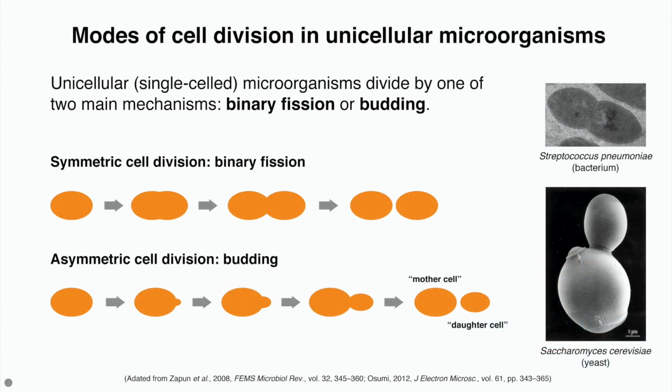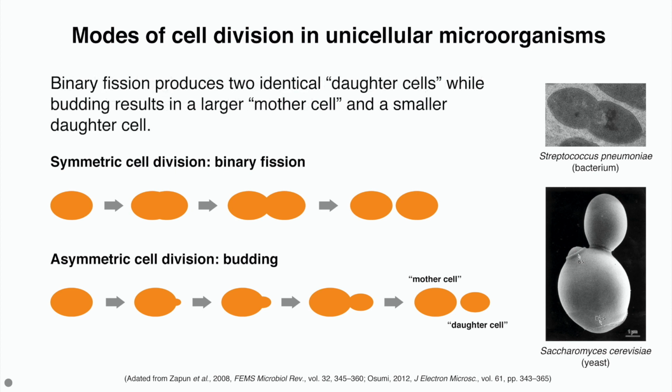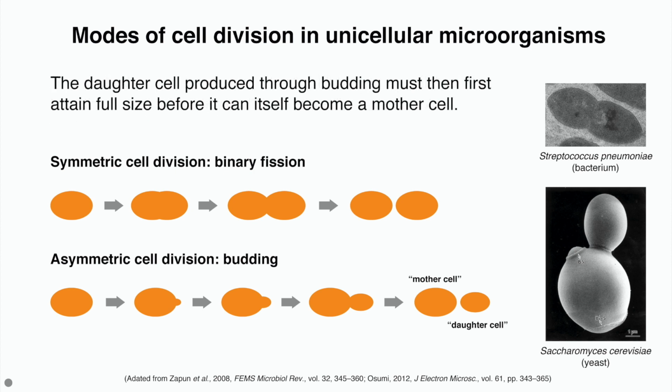Unicellular microorganisms divide by one of 2 main mechanisms: binary fission or budding. Binary fission produces 2 identical daughter cells, while budding results in a larger mother cell and a smaller daughter cell. The daughter cell produced through budding must then first attain full size before it can itself become a mother cell.